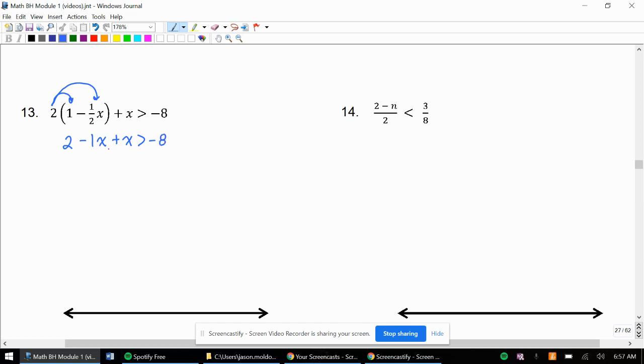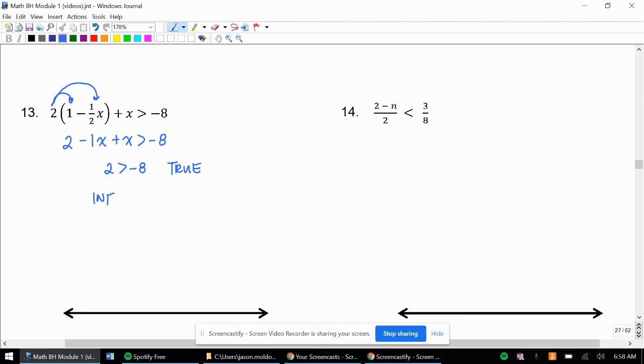Next, we're going to combine like terms, and we're left with 2 is greater than negative 8. The next question to ask ourselves is whether this statement is true or false. Notice all the variables are gone. Is 2 greater than negative 8? And 2 is greater than negative 8, so we're going to put true. And that means that this is true for all values that we plug in.